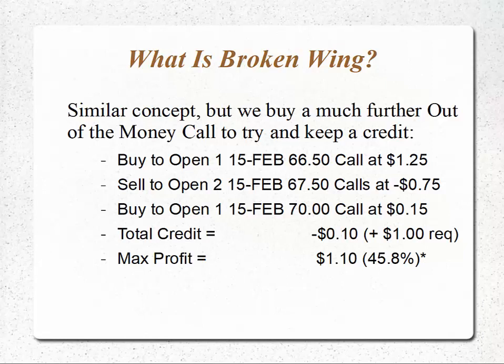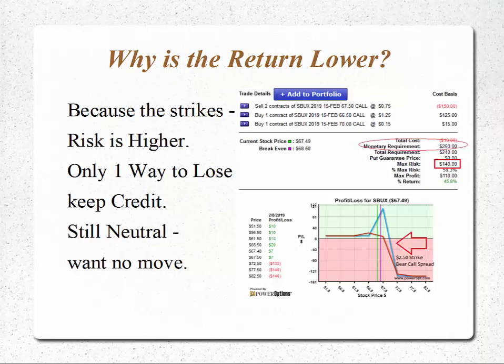But the max profit is now $1.10 because we get the $1 from the bull call debit, we keep the 10-cent net credit, but the return percentage is lowered because we have a monetary requirement of $2.50 between the one sold 67.5 call and the bought 70, essentially a bear call spread. Because of a wider strike difference, the risk is higher. Maximum risk would go up to 140 in this case. But because we keep a credit, there's still only one way to lose, and that's if the stock goes up.